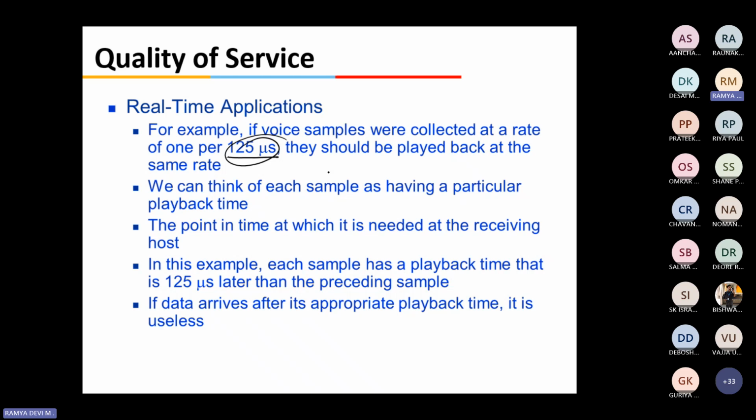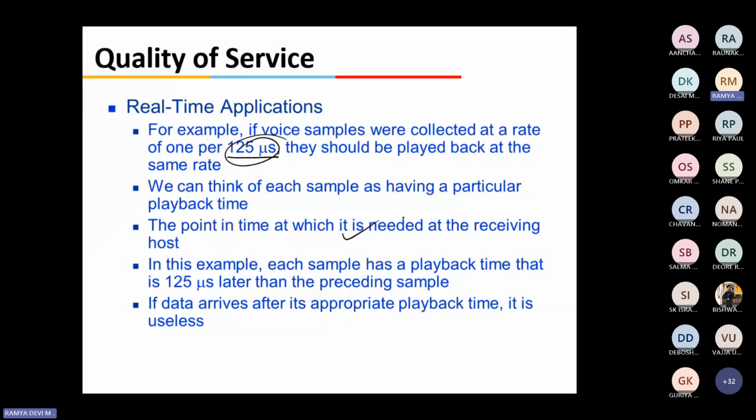Okay, after 125 microseconds, this playback time aligns with the sampling rate, so it has to ensure a smooth audio stream. Okay, so what is the timing with the receiving host? The point is that the sample must arrive at the receiving host before its scheduled playback. If it arrives too early, it cannot be buffered. If it arrives late, the playback window will be paused. So both ways it will be useless.